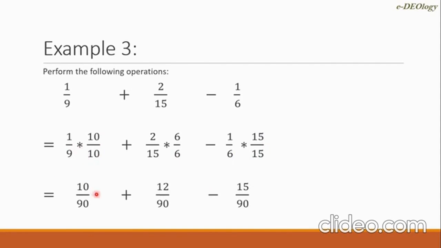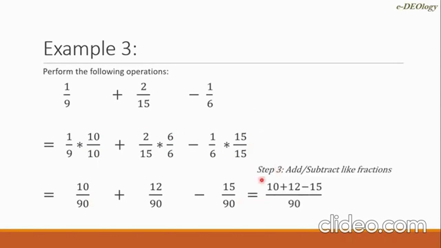So this one becomes 10 over 90. This fraction here becomes 12 over 90. This fraction here becomes 15 over 90. Then we go to step 3. We are now to operate all the numbers in the numerator. So the 10 is here, 12 is here, 15 is here. Of course, the signs or the operations here are plus. This is minus. All over 90. And we simplify all to be 7 over 90.